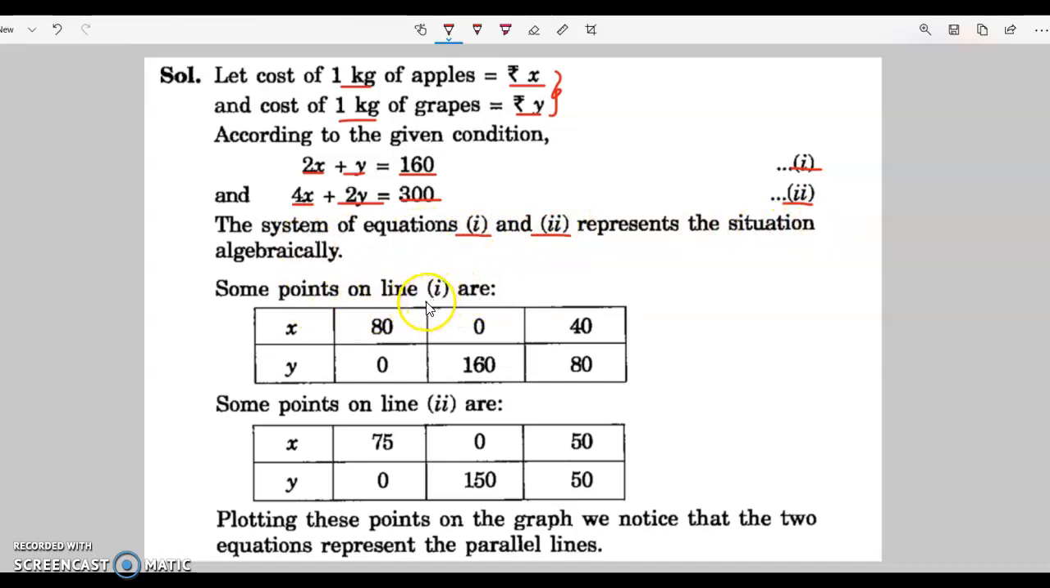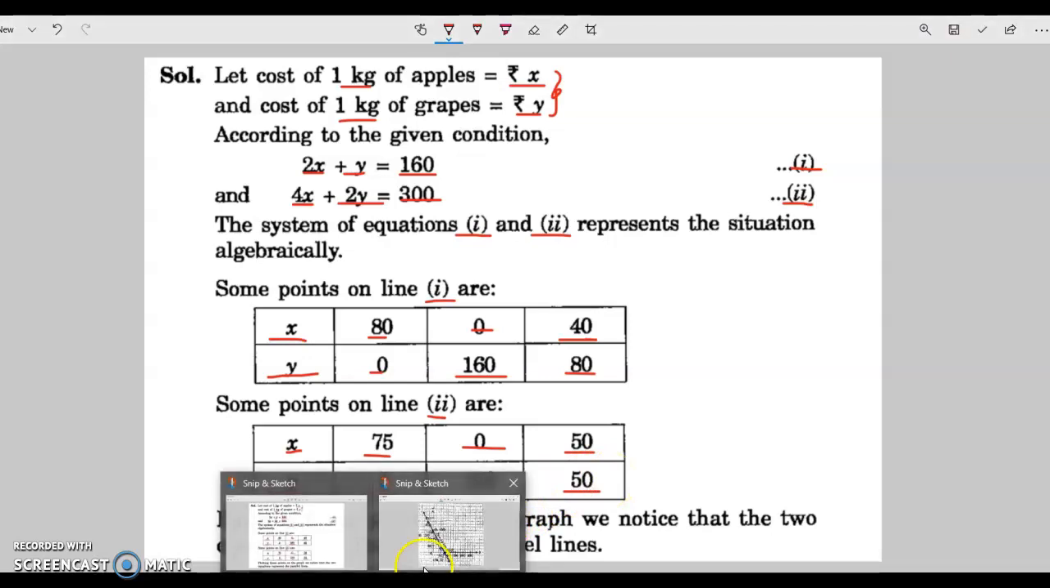Some points on line 1, that is equation 1: the x coordinates can be written as 80, 0 and 40, whereas the y coordinates here can be 0, 160 and 80. Some of the points on equation 2: the x coordinates are considered as 75, 0 and 50, whereas the y coordinates are 0, 150 and 50. So plotting these points on the graph, we notice that the two equations represent parallel lines.